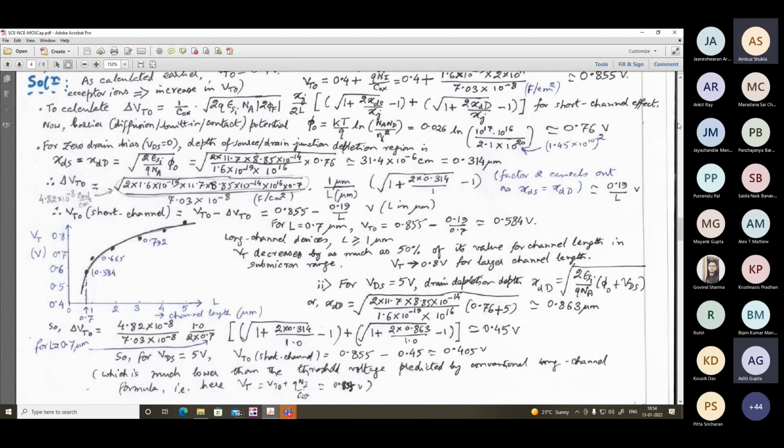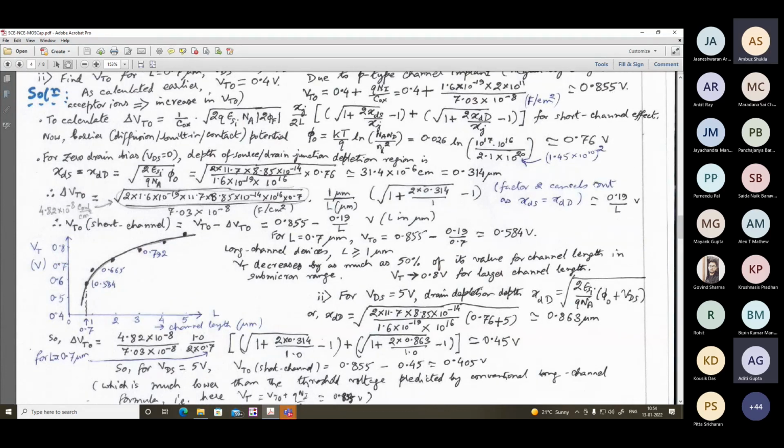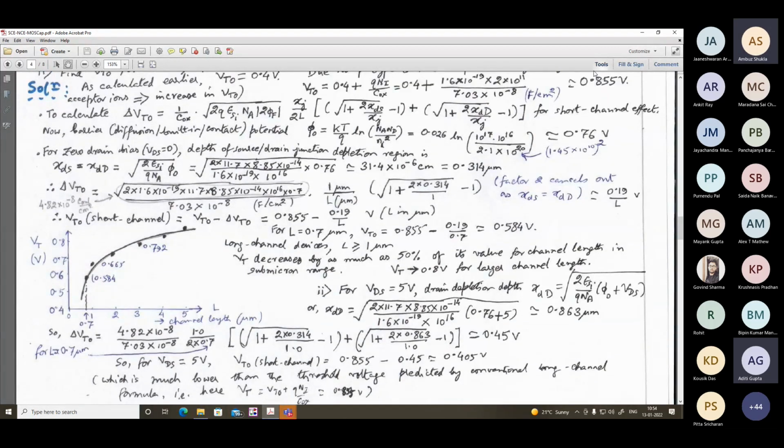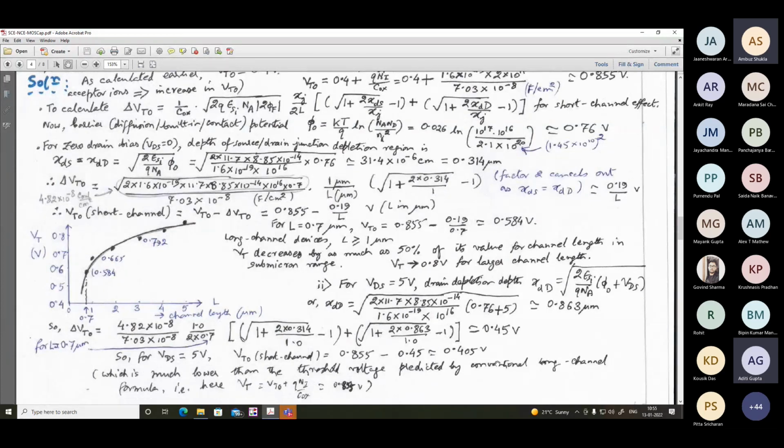So earlier the value was 0.855 volt for the long channel device. Now you will be convinced that the VT decreases by as much as 50% of its value, right? From 0.855 volt, that was the original VT0, it has become as small as 0.405. So now we are convinced that it is nearly a 50% reduction. Okay, is it clear, dear friends?